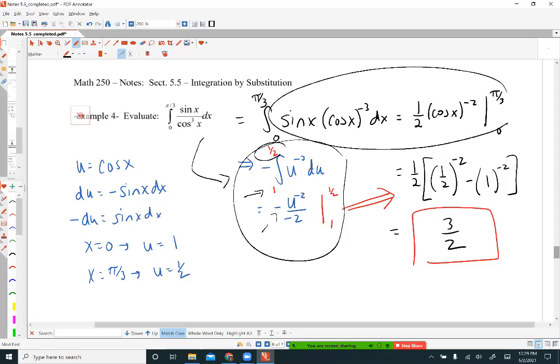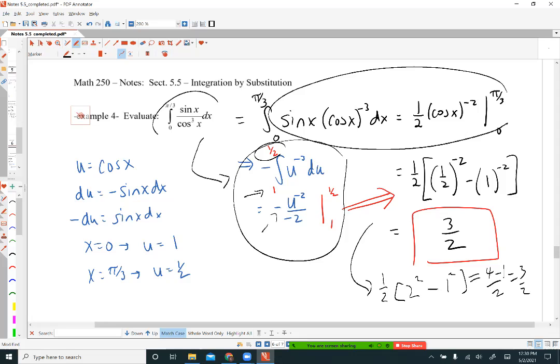So that's 1/4 minus 1. Oh, I'm sorry, it's to the negative 2. So let's go down here. You get 1/2 times 2 squared minus 1 squared. And so you get 4 minus 1 over 2, or 3 over 2.